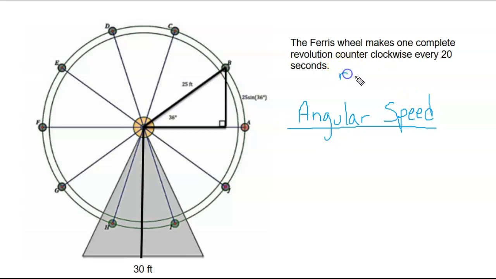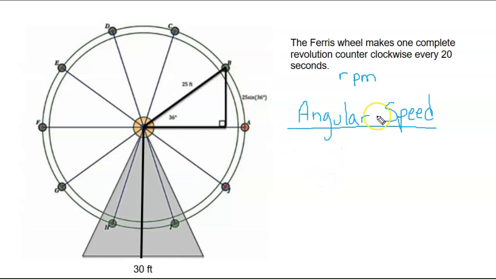You may have heard of RPMs. Generally, we talk about RPMs as revolutions per minute. You hear this a lot when you talk about cars. It's how fast your tires spin. Revolutions per minute. So our Ferris wheel is revolving once every 20 seconds.